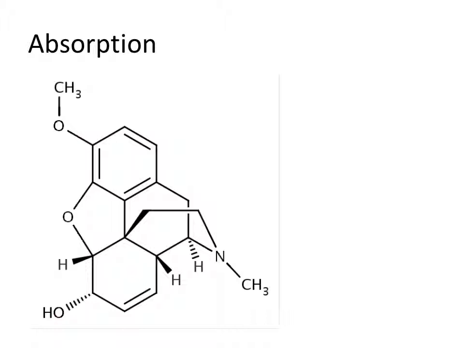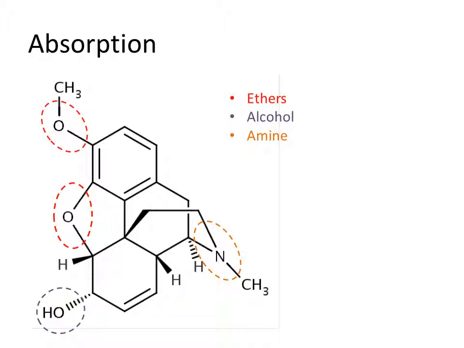If we look at the functional groups, codeine has two ether groups here and here. These have polarity rankings of 8, so they're relatively unpolar. Codeine also has an alcohol group here and an amine group here. These have polarity rankings of 3 and 6 respectively. Overall, these functional groups give codeine nonpolar characteristics.